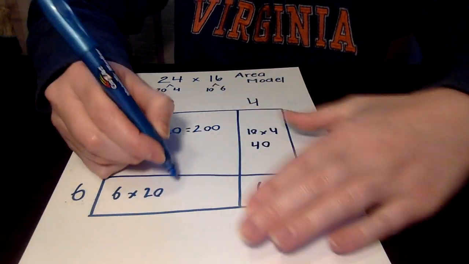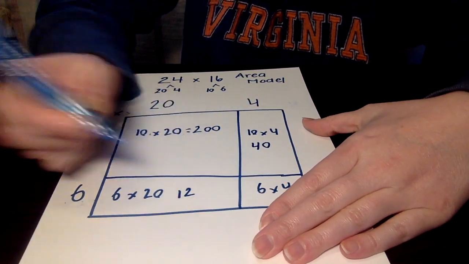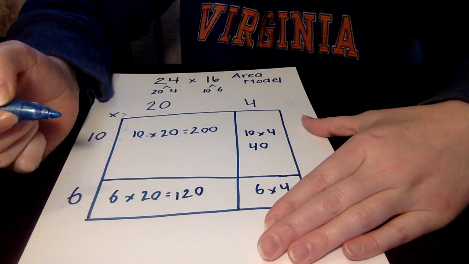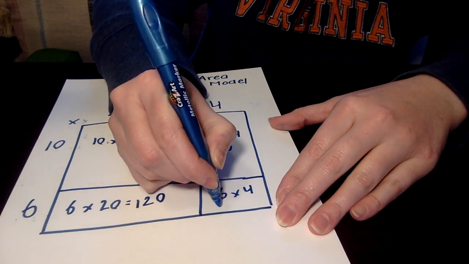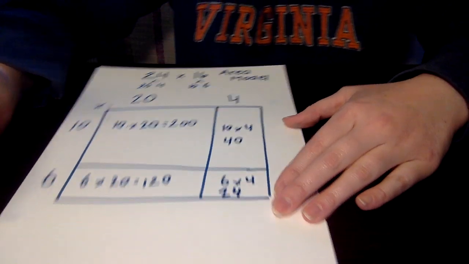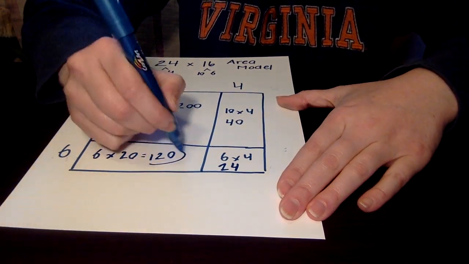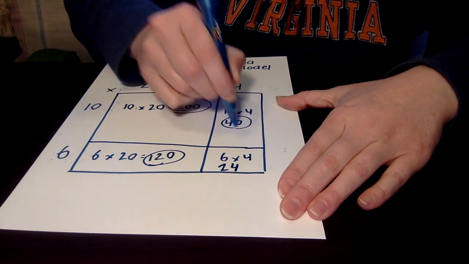6 times 2 is 12. I covered 1 zero to make that problem easier, and so now I'm going to put that 1 zero back. That gives me 120. And then 6 times 4 is a fact I know that's going to give me 24. Final thing that you need to do to solve this problem is just add your products up. So I'll give those a quick circle.